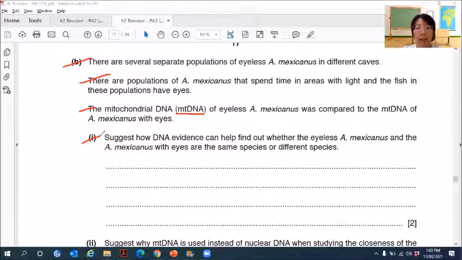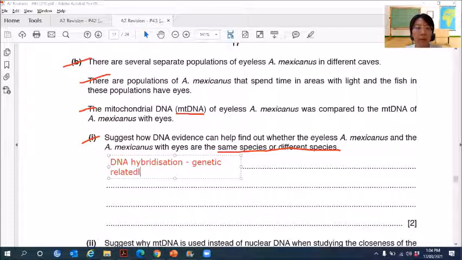Suggest how DNA evidence can help to find out whether the eyeless A. mexicanus and the A. mexicanus with the eyes are the same species or they are different species. So you know that you can use DNA hybridization to find out the genetic relatedness between the two organisms here.